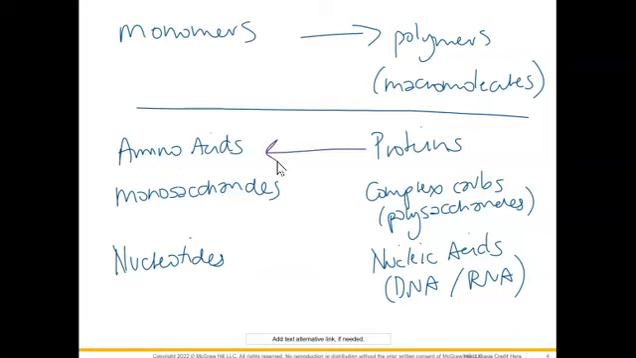These catabolic reactions take polysaccharides and break them down into monosaccharides, and they take nucleic acids and break them down into nucleotides. So these are just the opposite of our anabolic reactions.